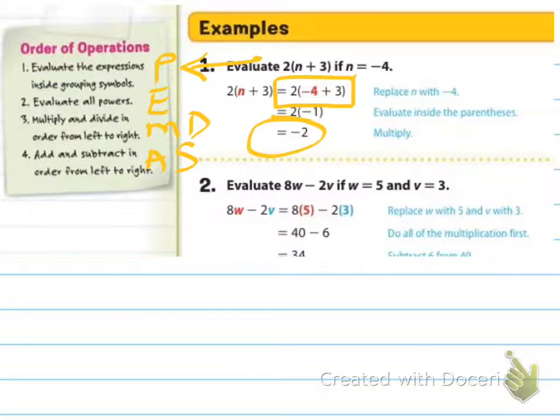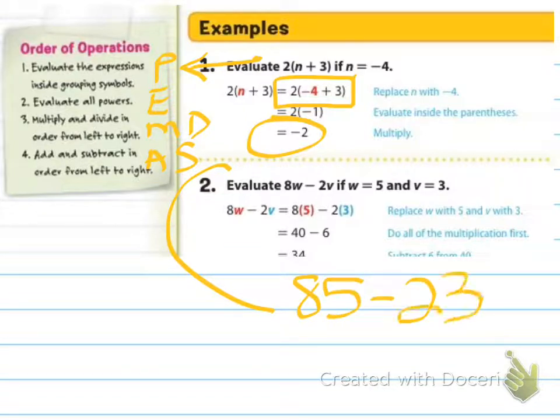Number 2 says evaluate 8w minus 2v if w is 5 and v is 3. This is one of those ones that I would like you to definitely write down, because sometimes you guys want to do, oh, it's 85 minus 23. And that would kill me if I ever saw that written down somewhere from one of you guys.